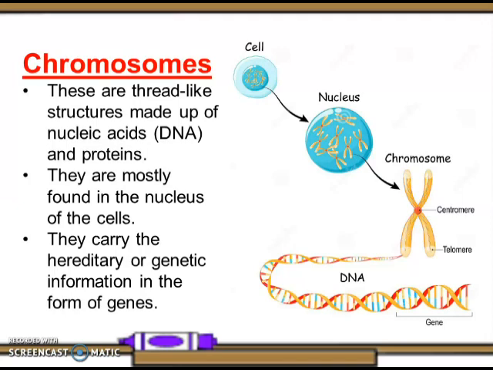They are mostly found in the nucleus of the cell. They carry the hereditary or genetic information in the form of genes. Each chromosome is made of protein and a single molecule of deoxyribonucleic acid, or DNA, passed from parents to offspring. DNA contains the specific instructions that make each type of living creature unique. The term chromosome comes from the Greek words for color, chroma, and body, or soma.